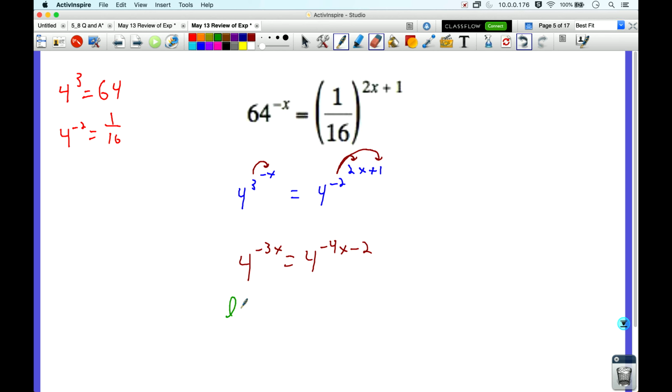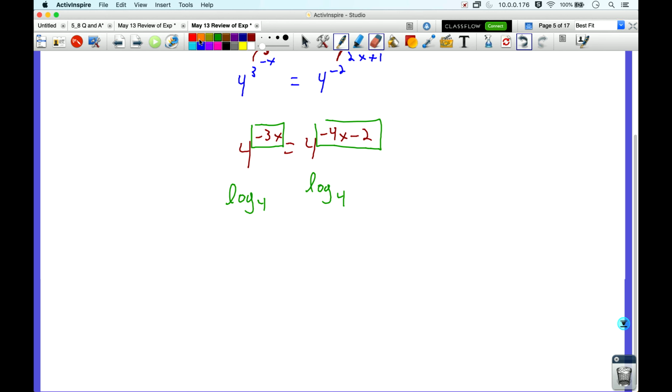Now in this next step, we can say that we're taking log base 4 of both sides, or you can just say for these two sides to match, it would make sense that the exponents would have to match as well. That's the only way you're going to make these two sides match, because they both have the same base. All right, so let's set these exponents equal to each other. We've got negative 3x equals negative 4x minus 2.